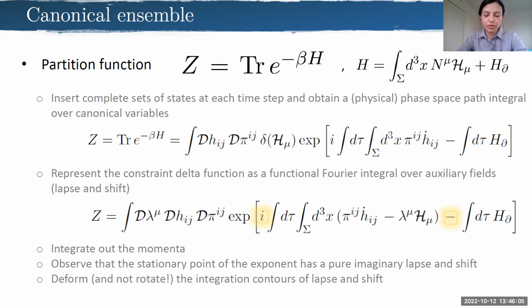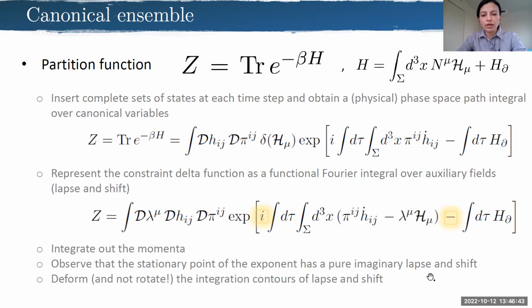It wouldn't be a purely real solution. It will be shown that it has a pure imaginary lapse and shift. Therefore, in order to access this Euclidean stationary point, I'm calling it Euclidean, but it can be complex if there is a shift vector also. In order to access this complex stationary point, one has to deform the integration contour of this lambda, which was originally over the real axis, so that we can go through these complex solutions.